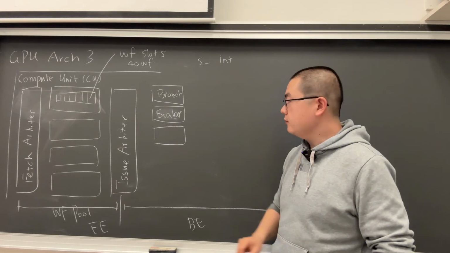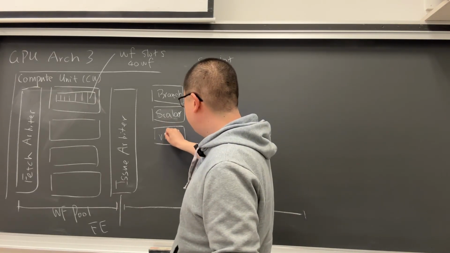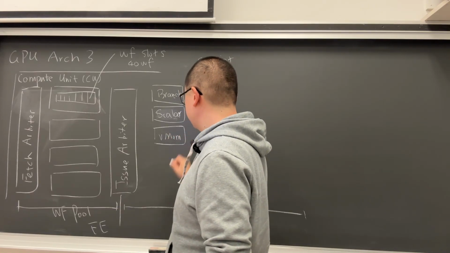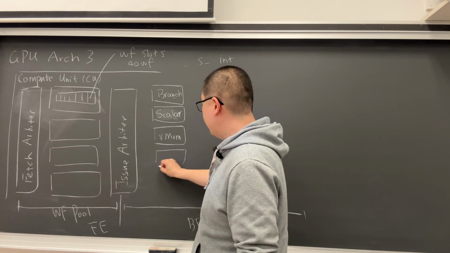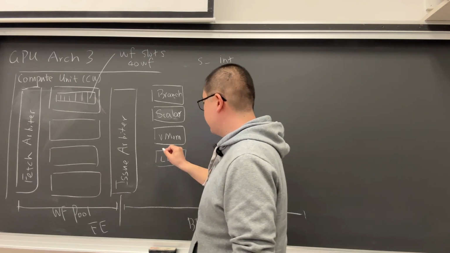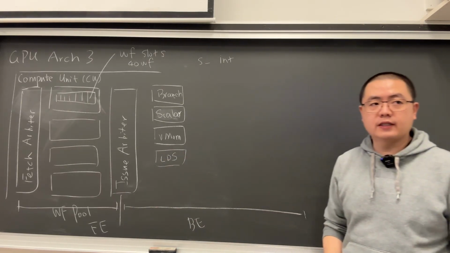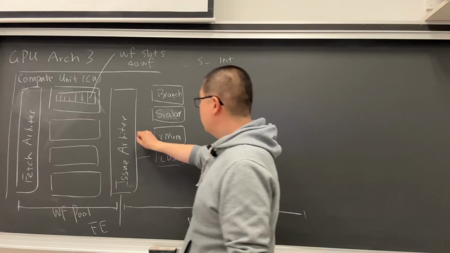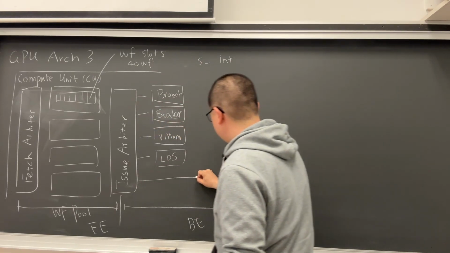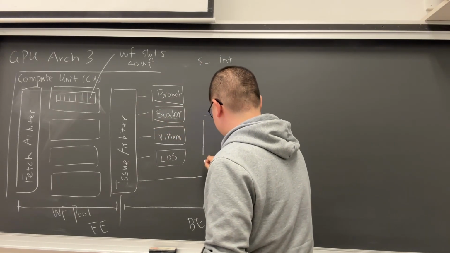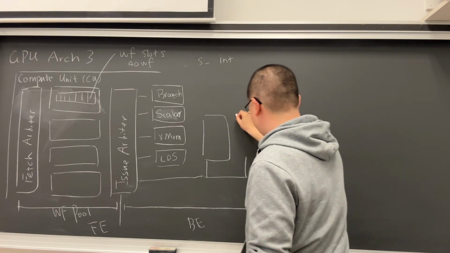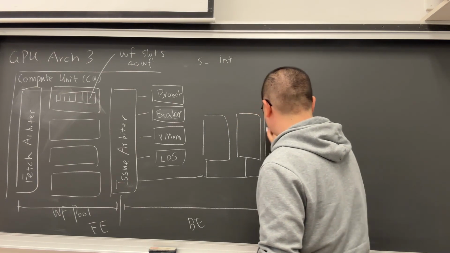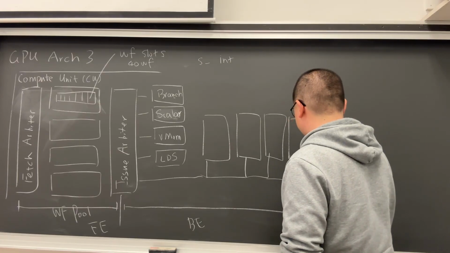Then we have a VMEM unit. After VMEM, we have an LDS, local data share. That's something we're going to talk about today. Then at the end, let's draw it this way, from the bottom input. We have 4 units called SIMD units.